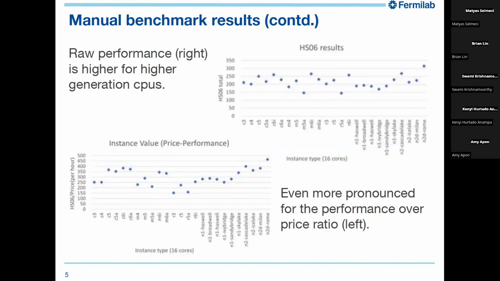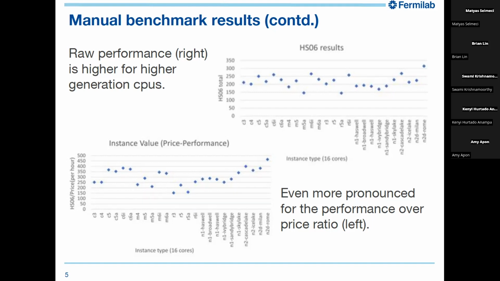So these are some of the results that I got from this manual benchmarking. The graph shown to the right shows the raw hardware performance. If you look at the C's to the M's, you can see a general trend of increase with the higher generation. If you look at the M's, there's also still a general trend of an increase, and the same with the R's. The higher the generation, the higher the performance you generally get.